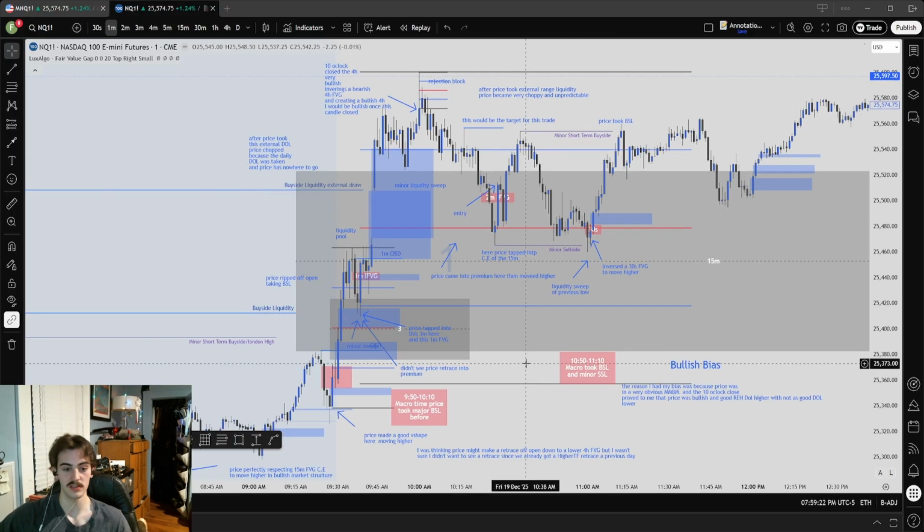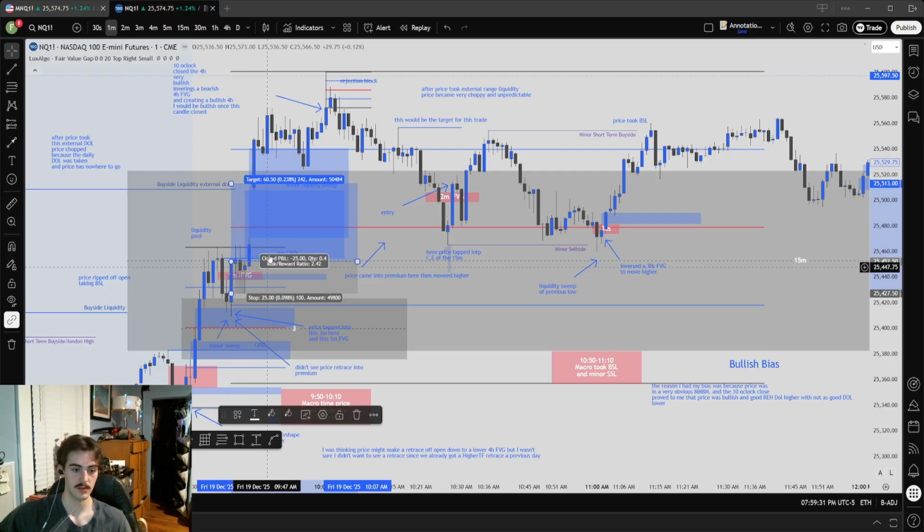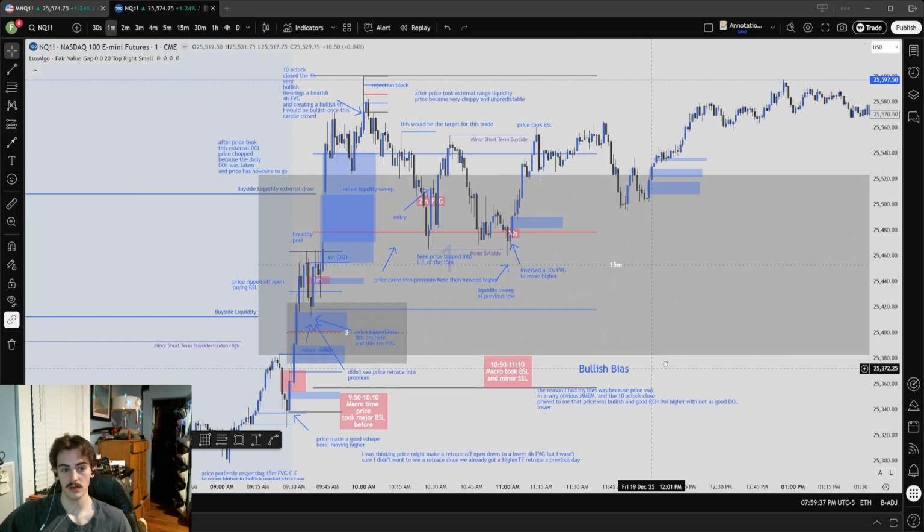Show my annotations, what trades I took. This was the trade I took, if I didn't say it already. Stop was at 25 points. Targeting 2100 on eval. Passed it. And yeah, that's about it, guys.